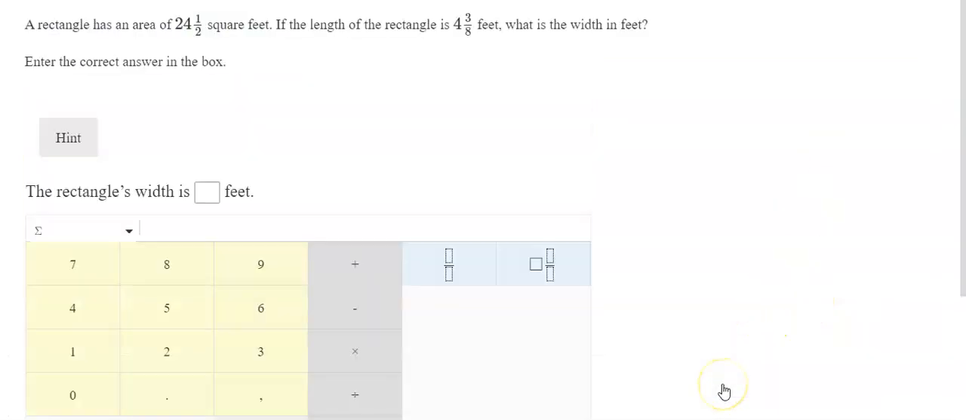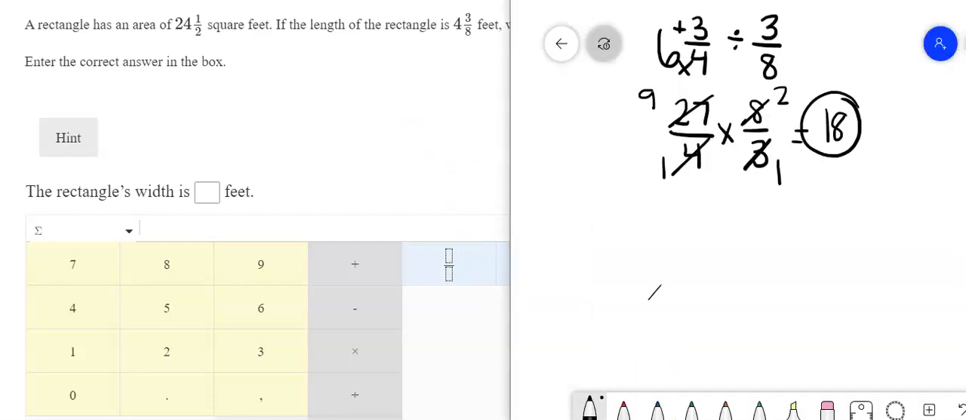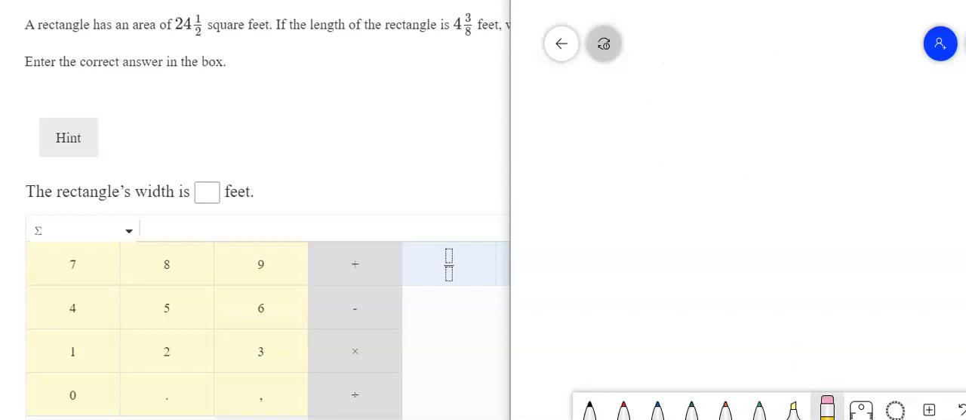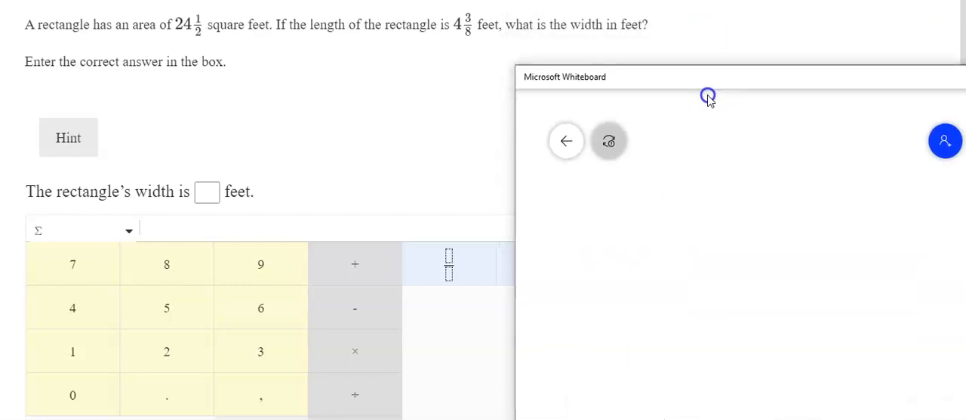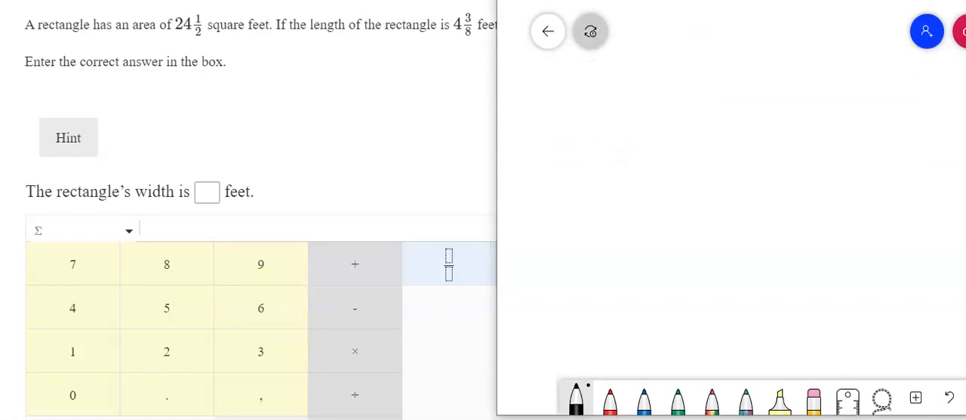Next up, we have number 5. We're going to take a rectangle that has an area of 24.5 square feet. If the length of the rectangle is 4 3/8 feet, what is the width? So I'm going to take 24 and 1/2 divided by 4 3/8.